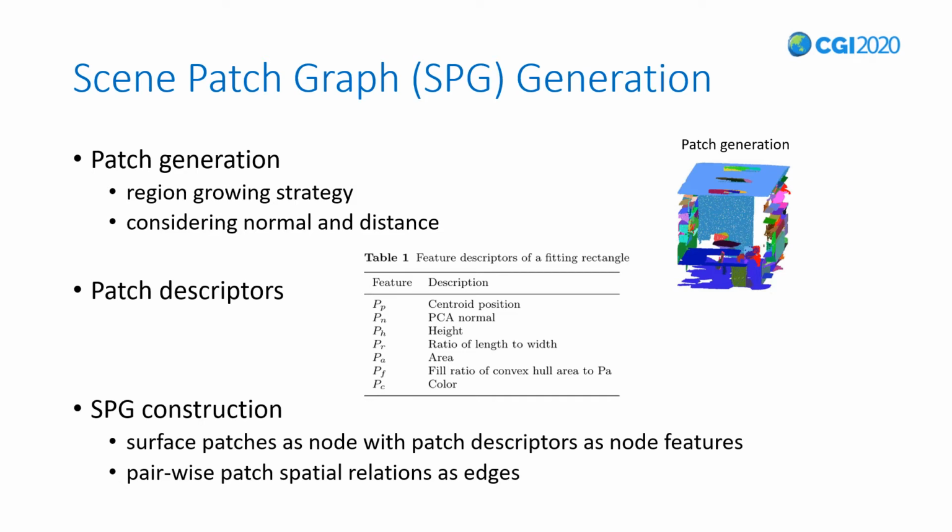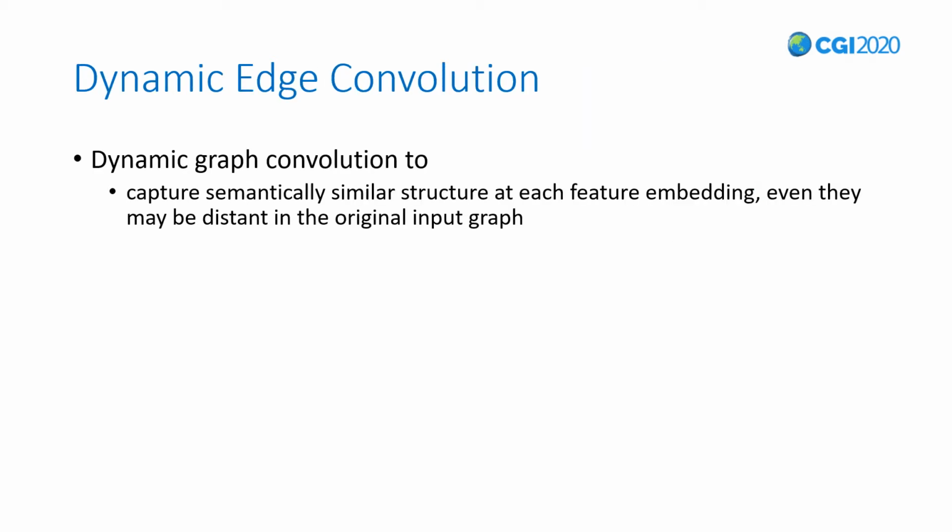The initial scene patch graph is constructed where nodes are surface patches and edges represent the pairwise patch spatial relationships. Patch descriptors are employed and combined as node features, which indicate a compressed representation of the input patch. In order to extract features, we adopt dynamic graph convolution operation since it can capture semantically similar structure at each feature embedding, even if they may be distant in the original input graph.